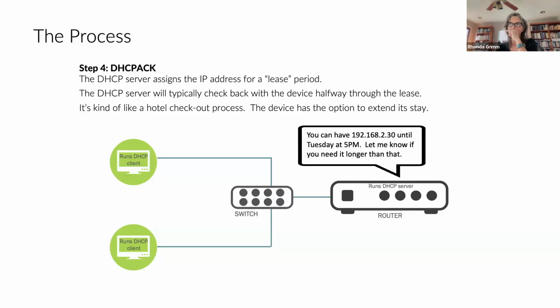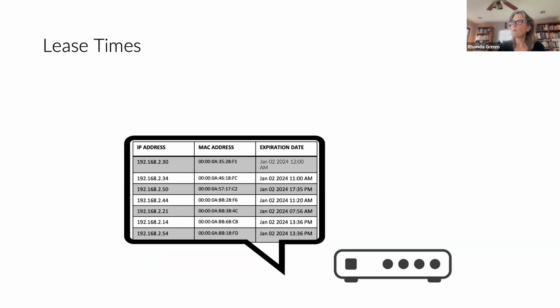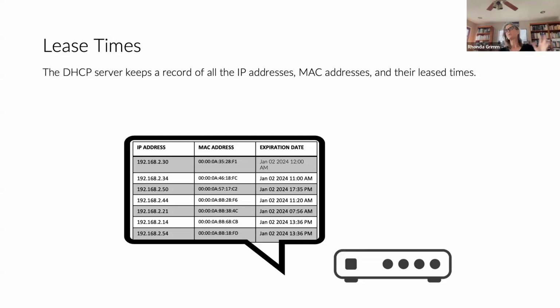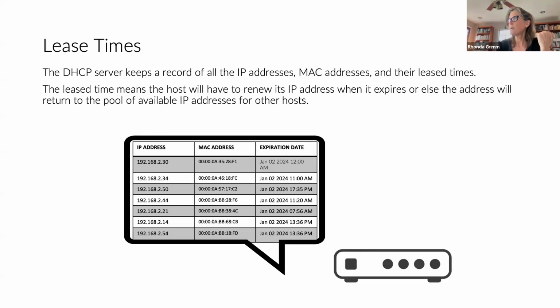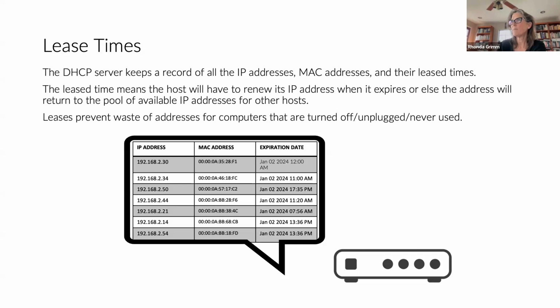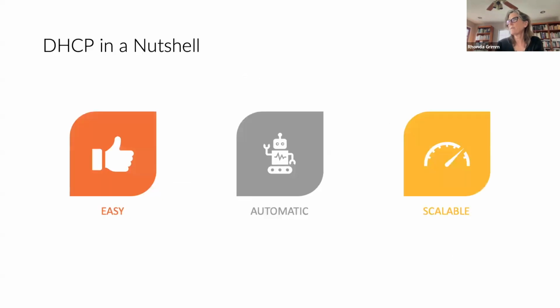So every IP address has a lease period, and it's a great way to make sure that you use all your devices and IP addresses efficiently. If you do need to renew the lease, that's great. You stick with the same IP address. But if your devices are turned off or unplugged or never used, no problem. You can just let the lease go, and the next time you need something, it'll come back.